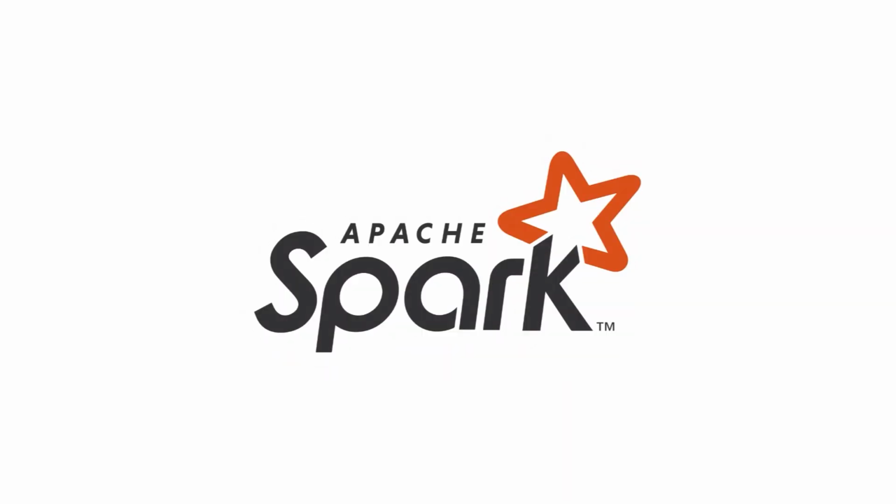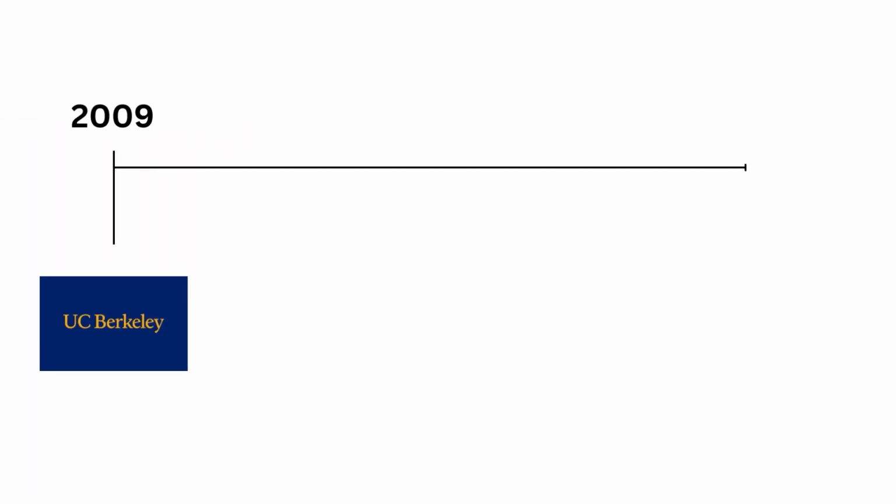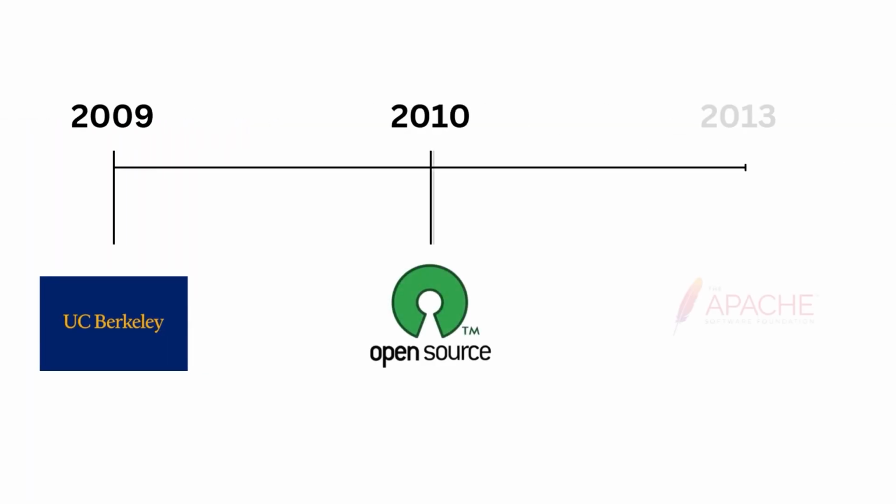Apache Spark is an open source data analytics engine that can process massive amounts of data from multiple different sources. It was developed by Matei Zaharia in 2009 at the University of Berkeley. In 2010, the project was made open source, and in 2013, it was donated to the Apache Foundation.